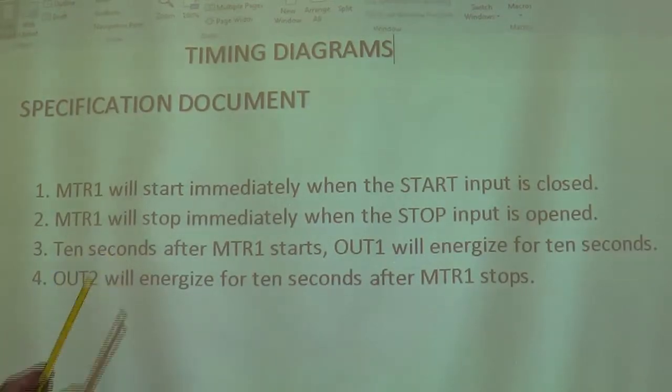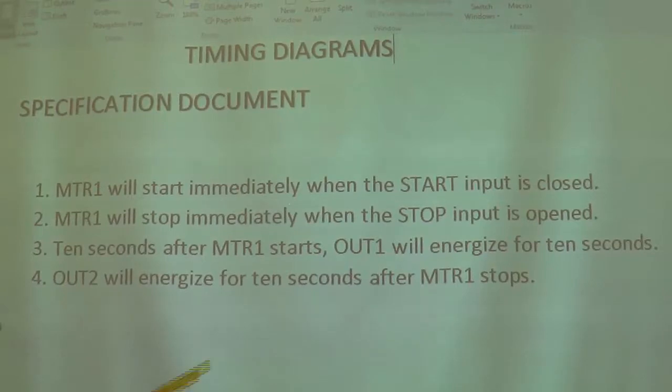Normal start-stop station. Nothing unusual about that. And 10 seconds after motor 1 starts, output 1 will energize for 10 seconds. Just energize for 10 seconds and then turn off. And output 2 will energize for 10 seconds after motor 1 stops. So you could use output 2 as something like a brake. When the motor stops, it turns on for 10 seconds to energize a brake coil. That's it. Very simple specification, but we start with something written.